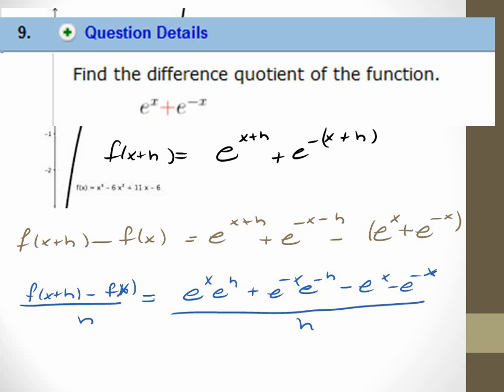For the blue part, the second e to the negative x, is that you multiplying that? Or is it just on? There's no multiplying. These are two laws of exponents. Oh, okay.